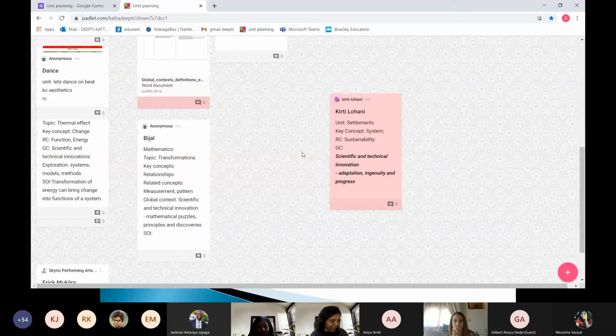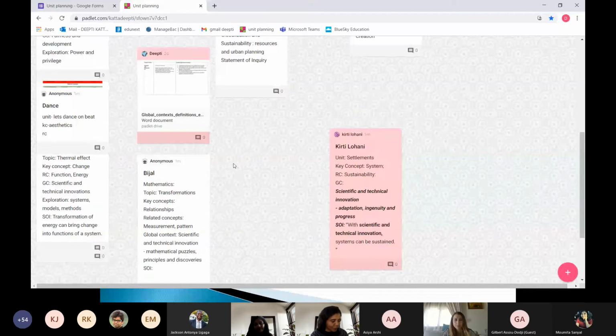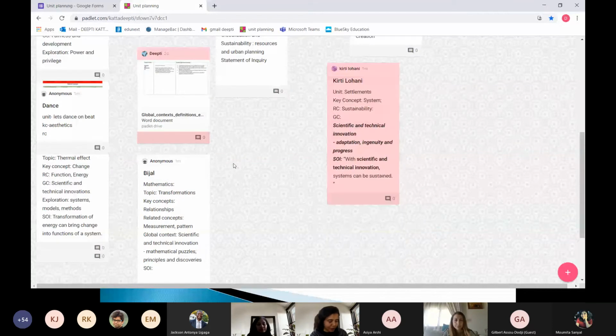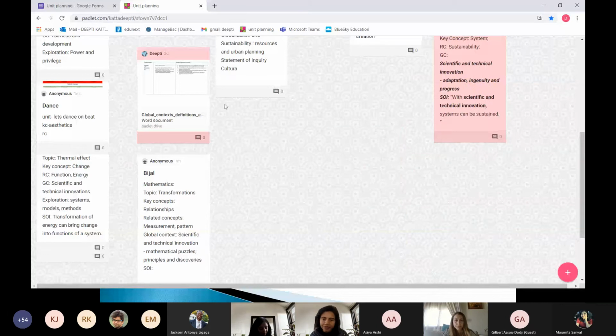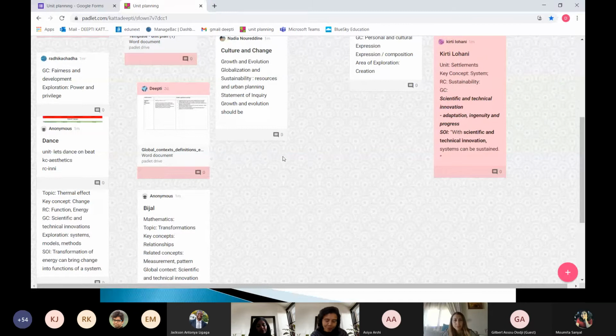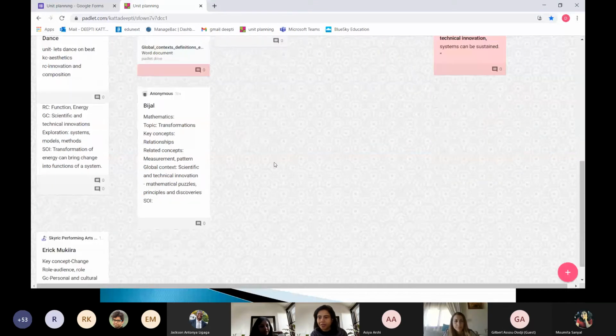Yeah, so maybe Miss Deepti, I can also share one of my examples with you. Yes, please. If I take the topic of algebra, my key concept is logic. My related concept is patterns and generalization. And the global context that I chose is scientific and technical innovation. So my SOI comes out to be: scientific and technological innovation may lead to solutions based on generalization. Okay. All right. So I am using my key concept, related concept, and global context here. Yes, absolutely, absolutely.